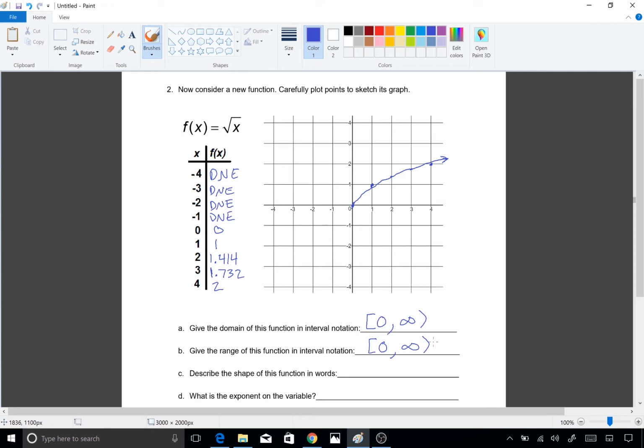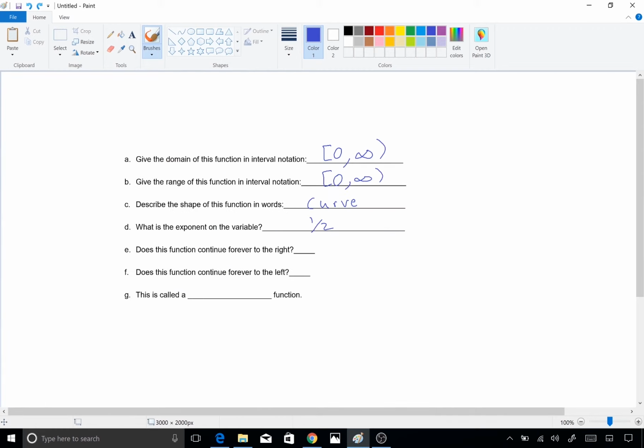It is a curve. What is the exponent on the variable? It's 1/2. Remember that the square root of x equals x to the 1/2 power. Does it continue forever to the right? Yes. Does it continue forever to the left? No. It stops at x equals 0. This is called a radical function.